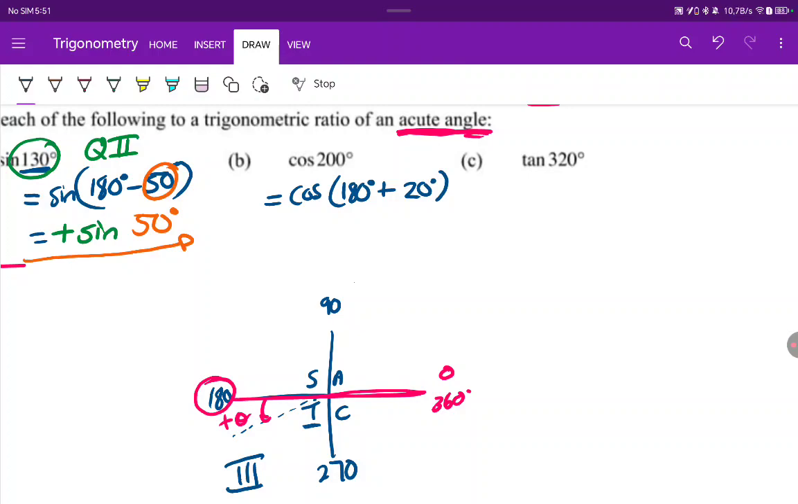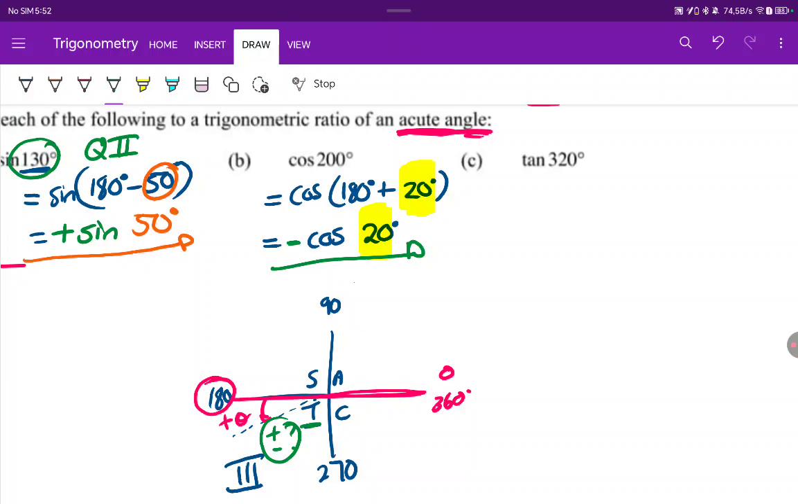Okay, now let's answer the question. We are keeping cos the same because we're using the x-axis. We are going to keep that 20 degrees because that comes from our reduction. But the third question we need to answer is: is cos positive or negative in quadrant 3? The answer is only tan is positive, so cos is negative. Cos of 200 is the same as negative cos of 20.